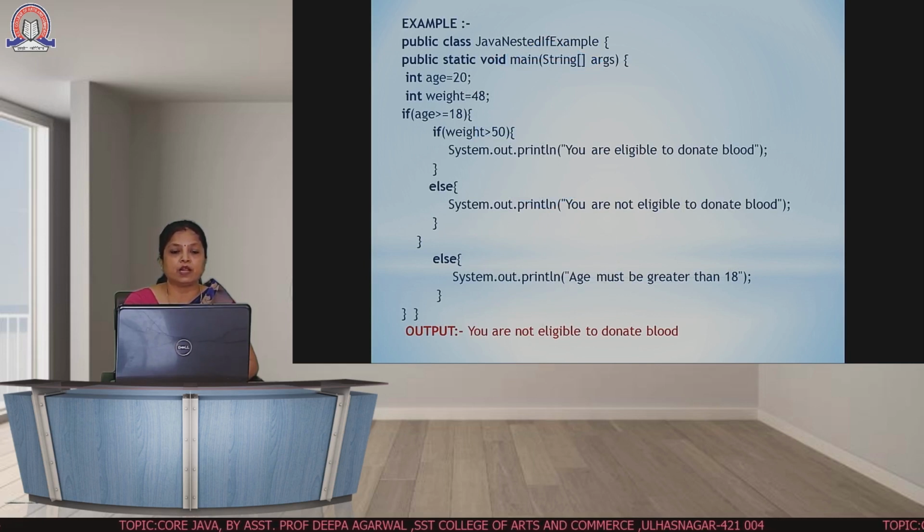This is an example of nested if statement. Here we are checking two conditions, age and weight. So first we will initialize two variables, age equal to 20 and weight equal to 48. Now we will check the condition. If age greater than or equal to 18, if it is true, it will check the another condition. If weight is greater than 50, then it will print you are eligible to donate the blood.